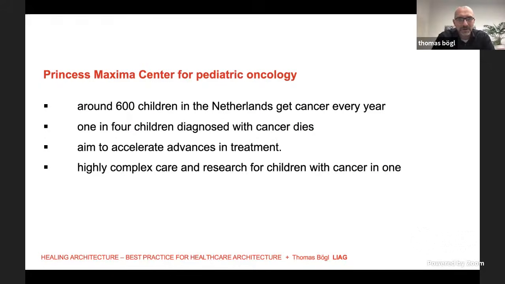The Princess Maxima Center for Pediatric Oncology started because they realized that there are more or less 600 children per year getting cancer, and one of four of the children dies. To accelerate the research, the treatments, and the cure of children, some people decided to concentrate all the research and all the care for the children in one center, in one place, with the idea that if research and care are centered in one building, the researchers can gain knowledge from the caretakers and the other way around. And the aim is actually to cure every child which comes in, which is quite an aim.